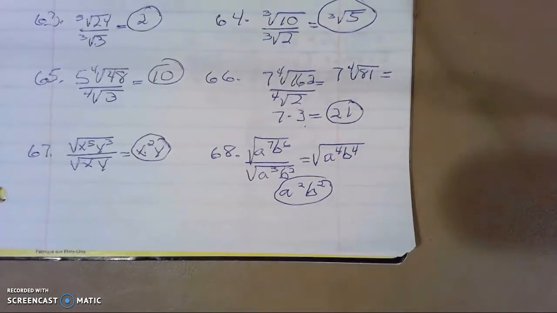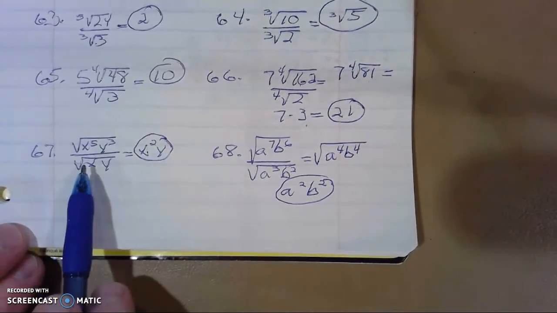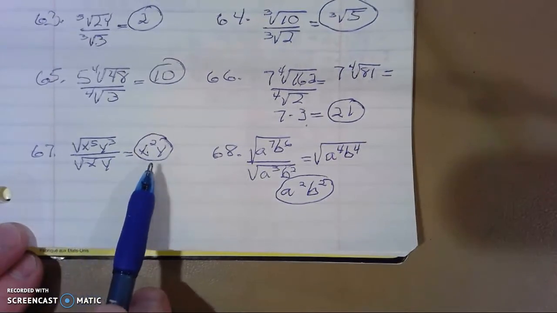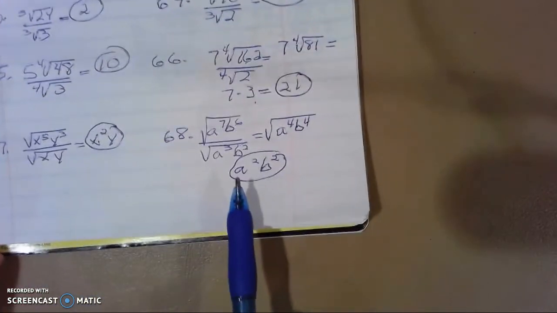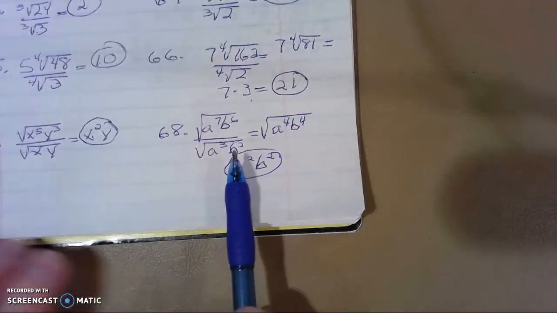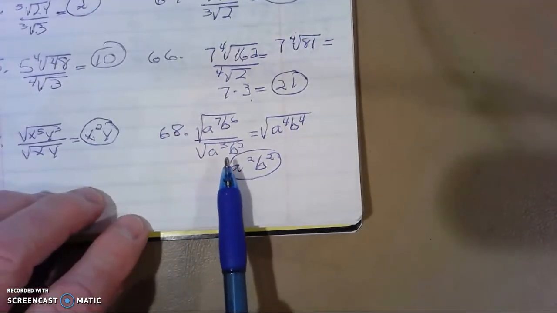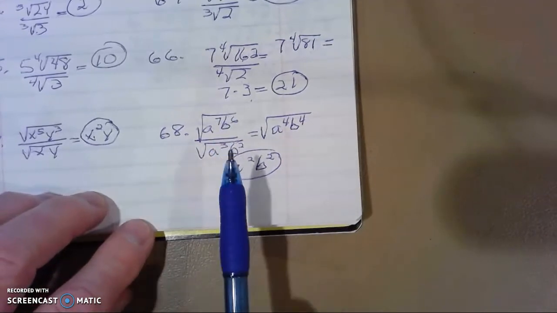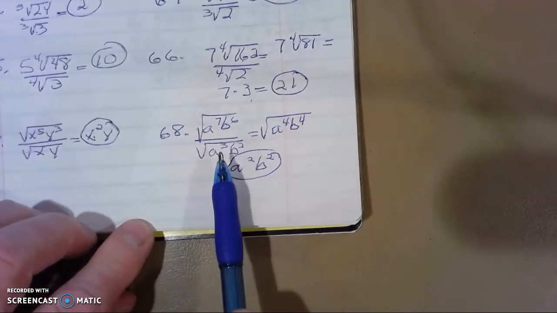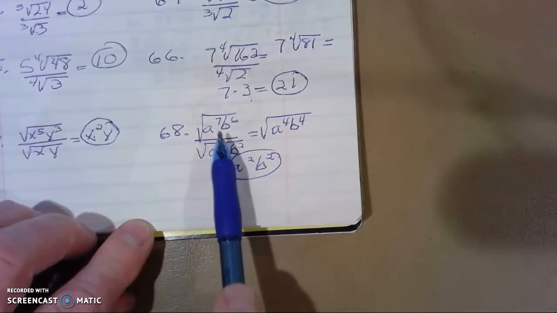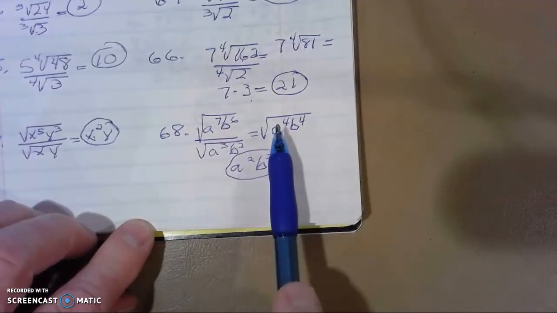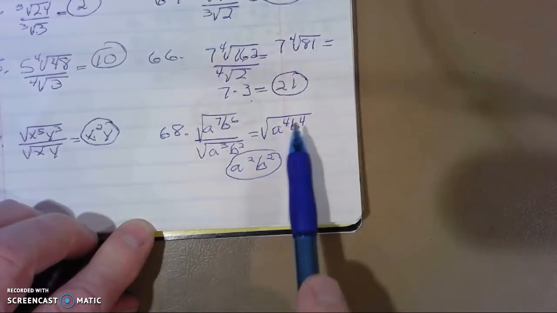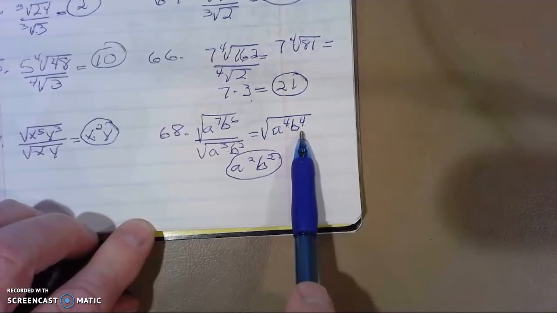Final two on this exercise. Square root of x to the 5th, y cubed over square root of xy comes out to x squared, y. Then 68, a to the 7th, b to the 6th over a cubed, b squared. We divide first. Now we're dealing with exponents. Remember, on exponents, you subtract exponents when you're dividing. 7 minus 3, a to the 4th. 6 minus 2 is 4, so b to the 4th.